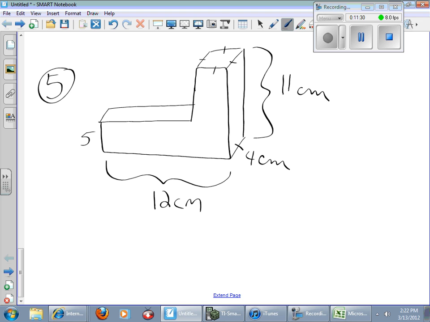To do the volume of this shape, I would break it up into 2 shapes I know. I would go like this and figure out the volume of the bottom prism. And to do that, I'm going to do the area of the base, 4 times 12, and then multiply by the height of that prism. Okay, and I believe that comes out to be 240 centimeters cubed.